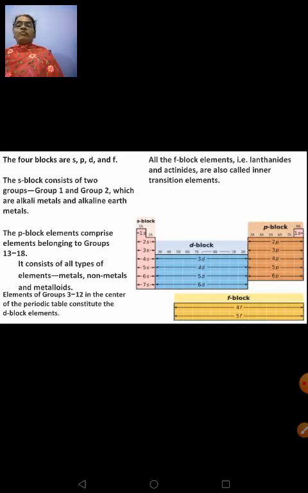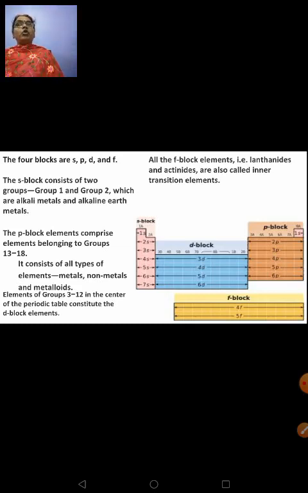And your F block is placed separately at the bottom of the periodic table, and it has got lanthanides and actinides. These lanthanides and actinides are supposed to be the inner transition elements. When you are asked to write a short note on the blocks that are seen in the modern periodic table, very simple. The modern periodic table has got 4 blocks. What are they? S, P, D, F.